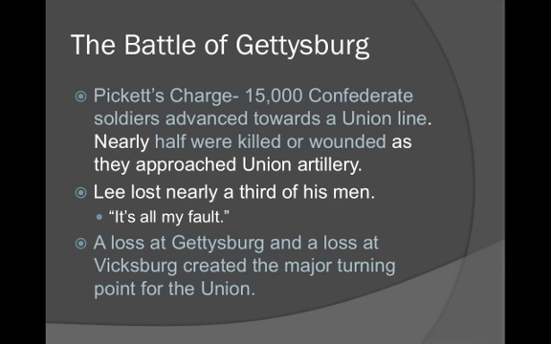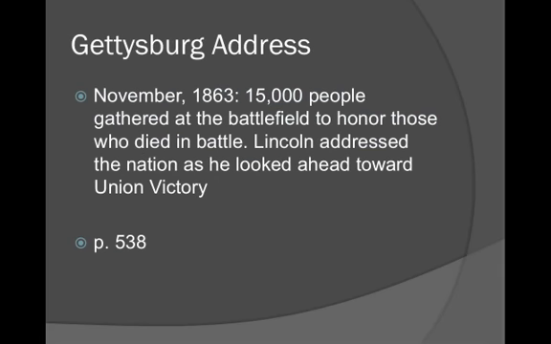So a loss at Gettysburg and then another loss at Vicksburg, which happened right by each other, created the major turning point for the Union. So we had a small one with Antietam, but the Confederates continued to win after Antietam and Shiloh. But then Gettysburg really showed that the Union now had it together, and the Confederates took too big of a loss.